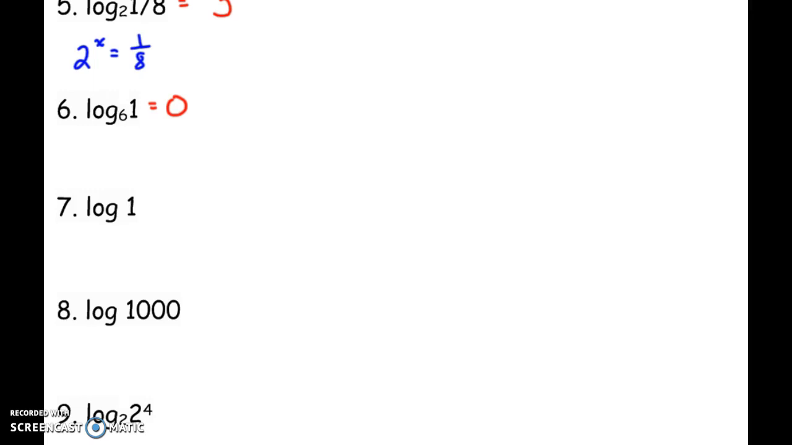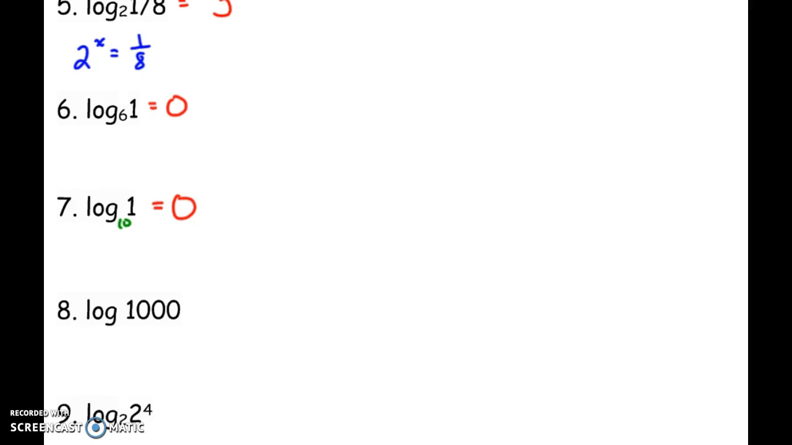Number 7, the common log of 1. We don't have a base there. Remember that that's understood to be 10. But it really doesn't matter what the base is. What's our answer? 0. Anytime 1 is the number inside the log, the answer is 0.